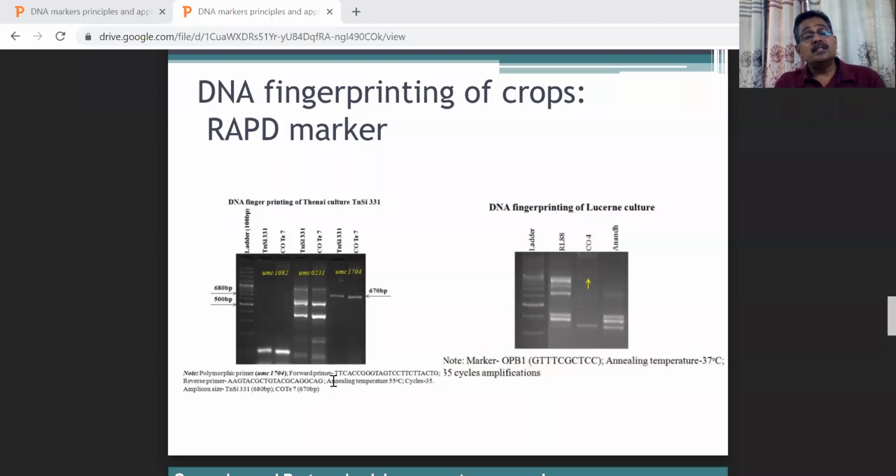So RAPD, RFLP, and the other kinds of markers we are using have a lot of implications for DNA fingerprinting purposes.